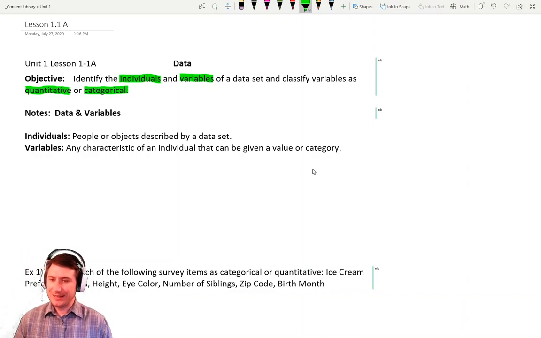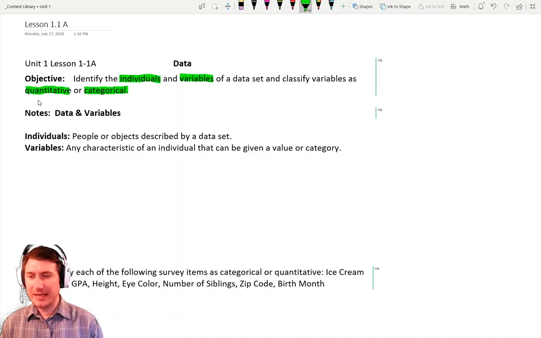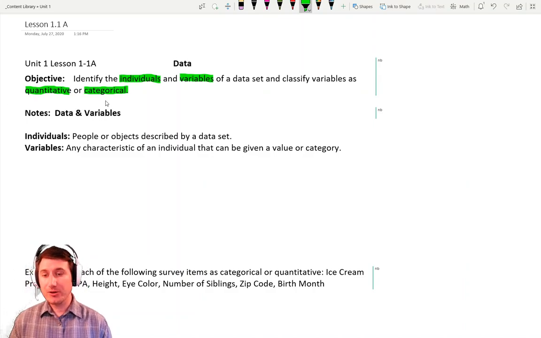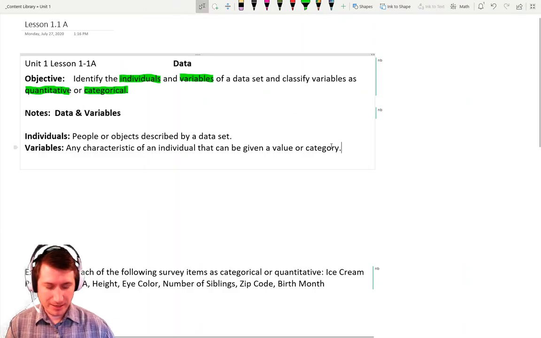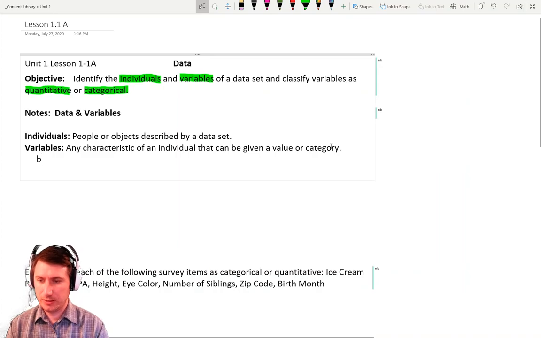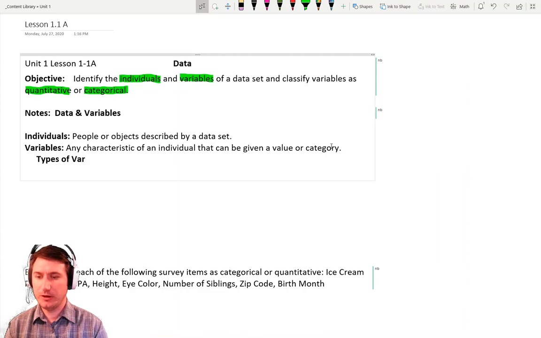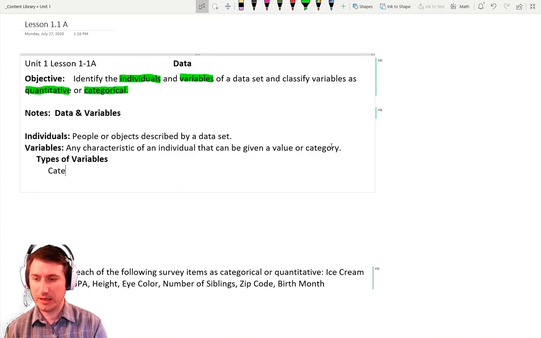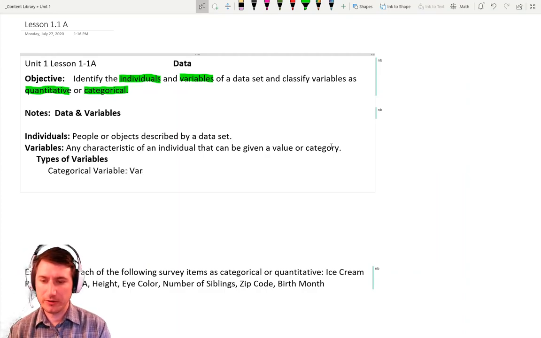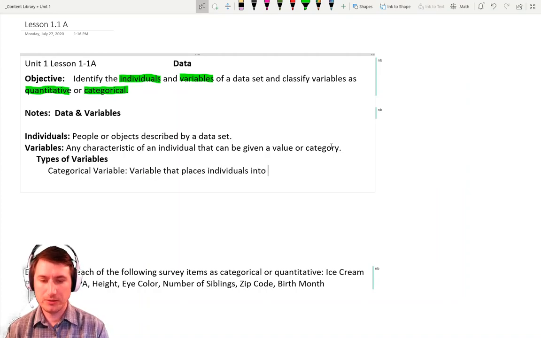Hopefully you can see the root word in each of those. In quantitative, we have the root word quantity, and in categorical, we have the root word category. Those are the two types of questions that you can essentially ask. So let's put that down. Types of variables. The first is a categorical variable. This is a variable that places individuals into a category.